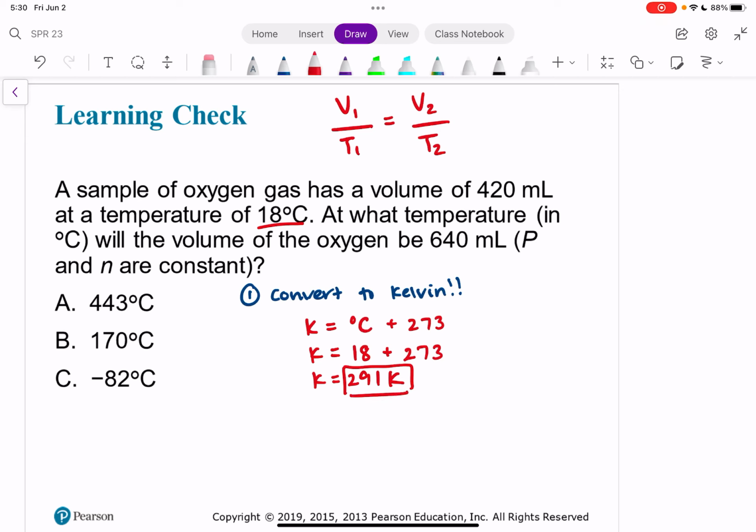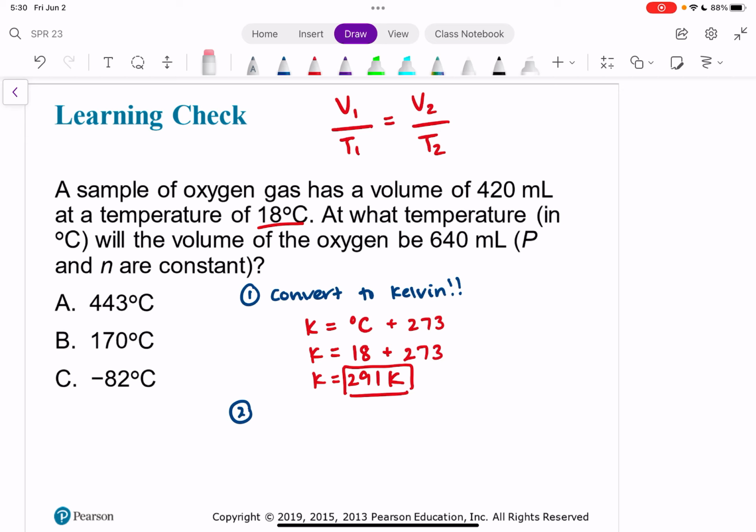All right, now we're not done yet though, so let's keep working. So step 2, we are actually going to do the solving with Charles' law. So we have our volume, we have a temperature, and then it says at what temperature in degrees Celsius, so we will have to convert back to Celsius, but you need to convert to Kelvin to use this equation, and then you can convert back. I know, kind of a pain, but we got to do it.